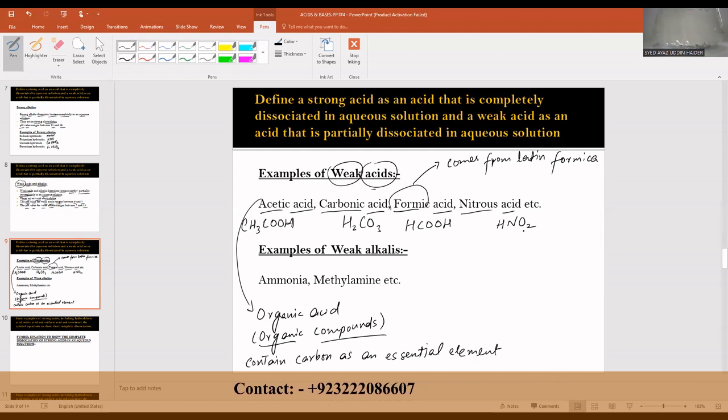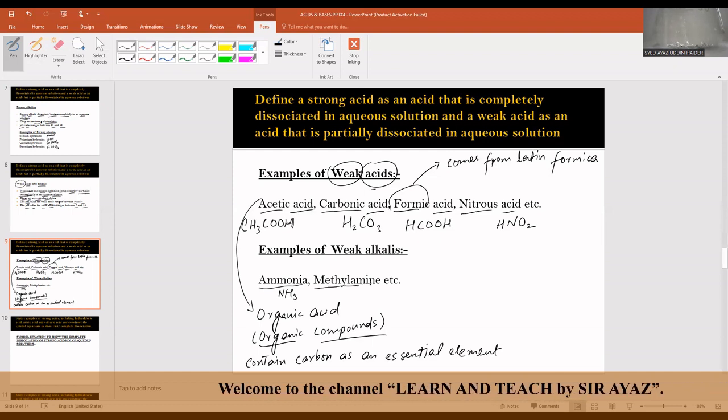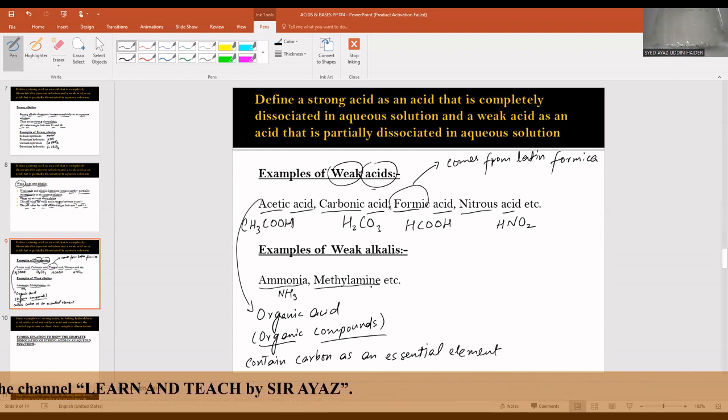Some examples of weak alkalis. Ammonia. The formula for ammonia is NH3. Remember, ammonia acts as an alkali in water because in water it will produce OH negative or hydroxyl ion, which is very important to show the alkalinity of alkalis. Methylamine. The formula will be CH3NH2.